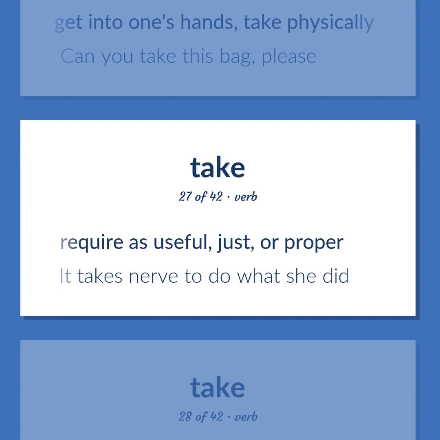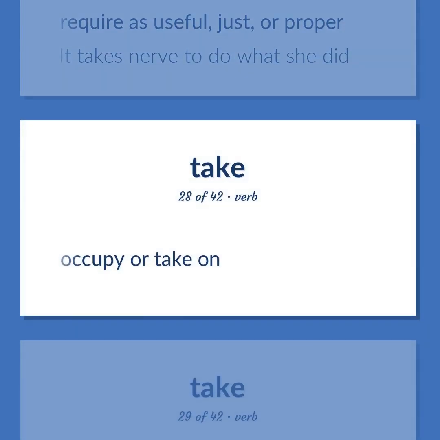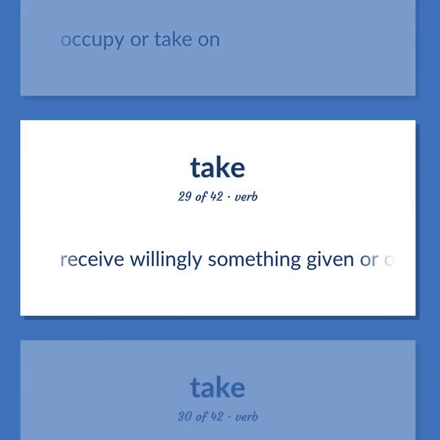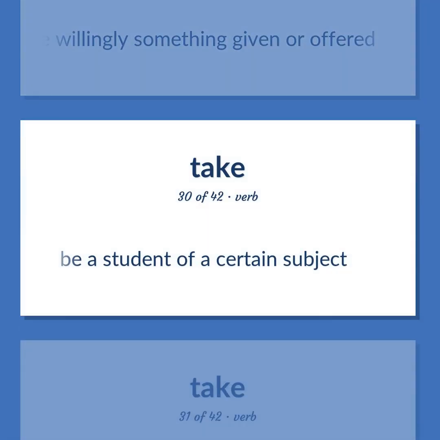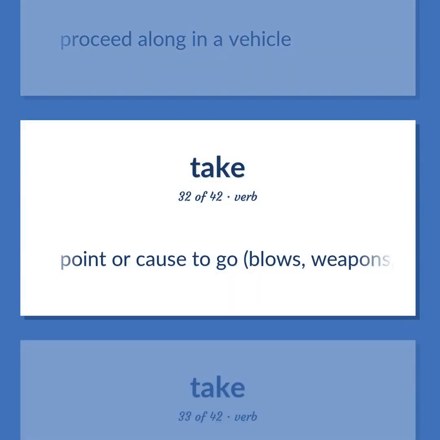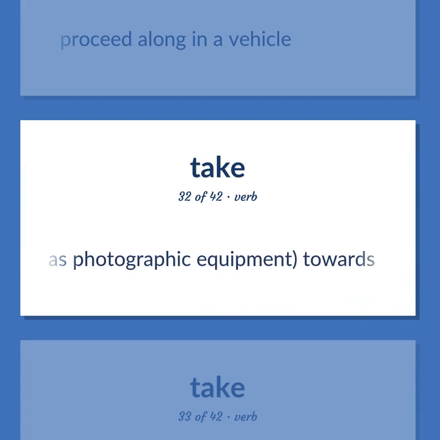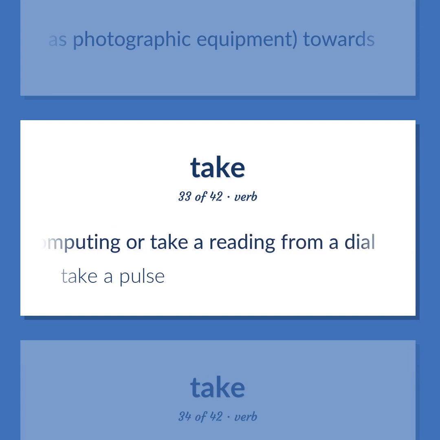Require as useful, just, or proper. It takes nerve to do what she did. Occupy or take on. Receive willingly something given or offered. Be a student of a certain subject. Proceed along in a vehicle. Point or cause to go, blows, weapons, or objects such as photographic equipment, towards. Ascertain or determine by measuring, computing or take a reading from a dial. Take a pulse.